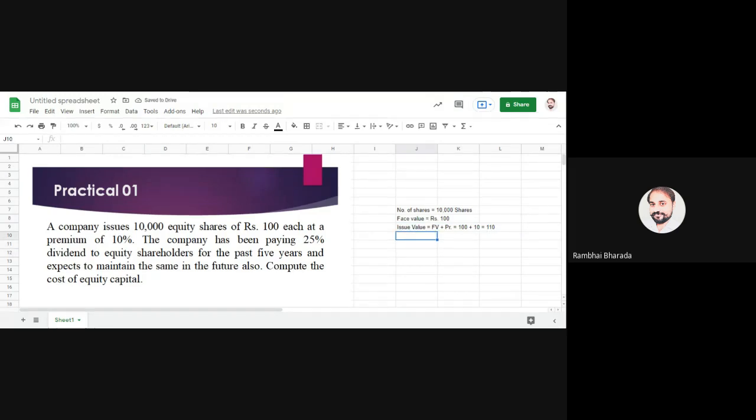Are we clear about the calculation? Maybe in the next practical question we have a discount of 10%. Then issue price is equal to face value minus discount, 100 minus 10 is equal to 90. If we have a discount, we need to deduct. If we have nothing, each of rupees 100, full stop, then issue price and face value are both the same. If we have a premium, we need to add. If we have a discount, we need to deduct. Are we clear about this concept?